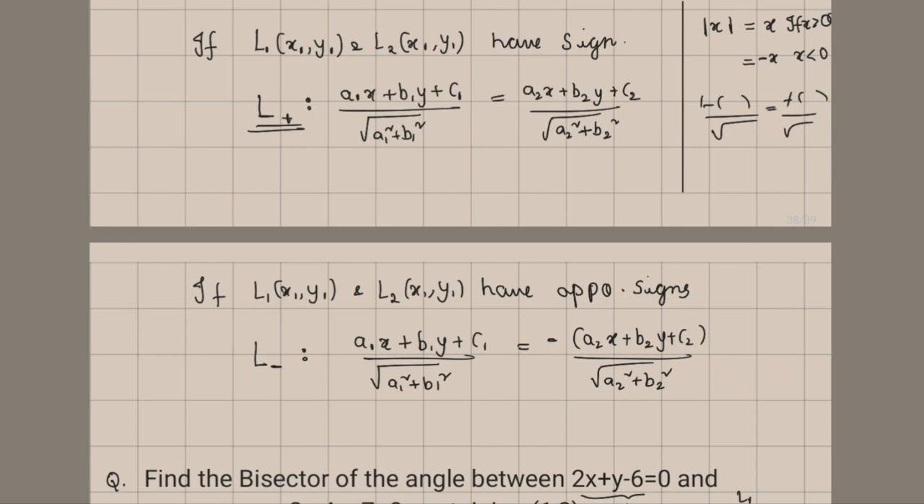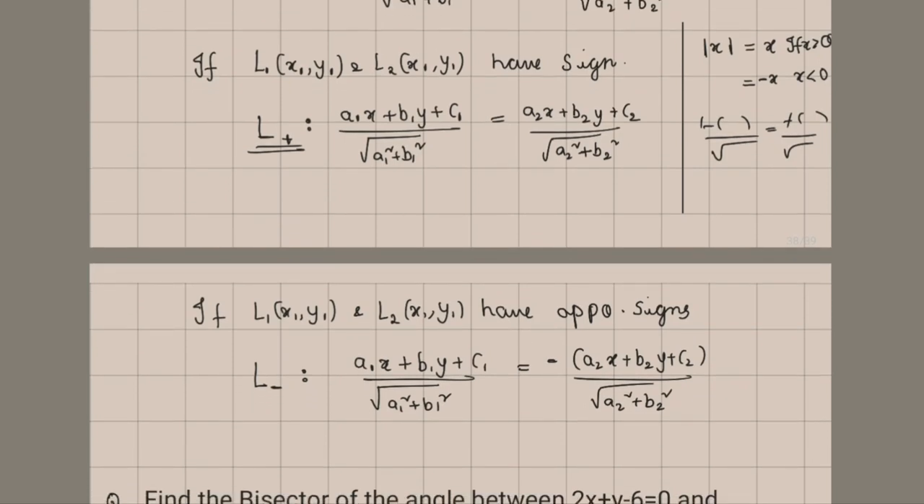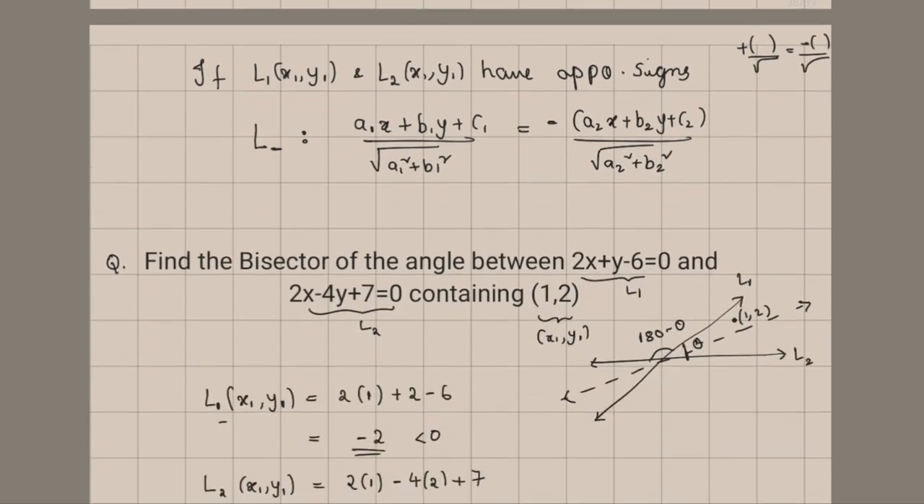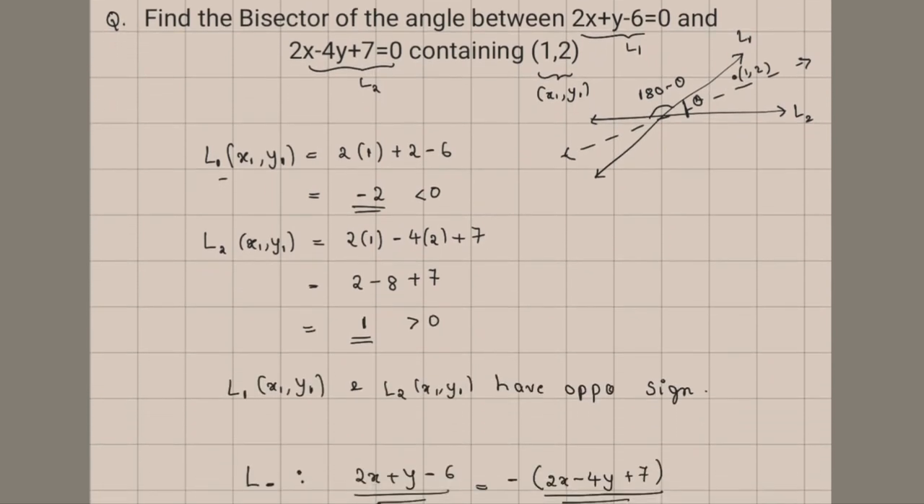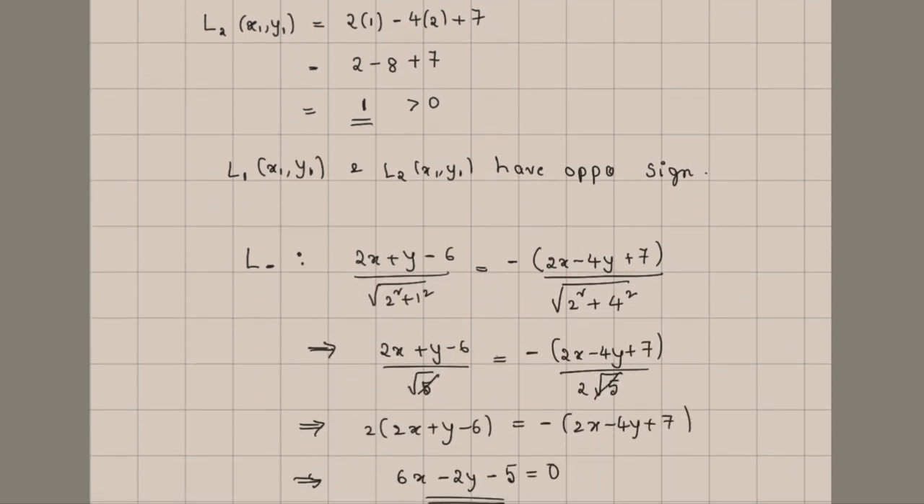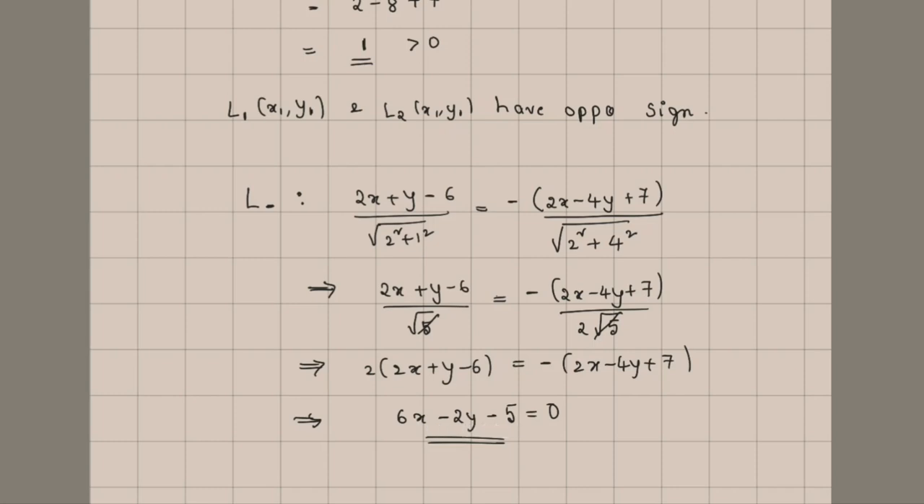Similarly, when these both have opposite signs, you get one term negative, so minus of this equals a positive by root, which is L minus. Similarly, when one is positive and the other is negative, you get positive of one by root equals minus of the other by root, which is the same L minus. So this is the conclusion. We have seen this example. When you substitute this point in both equations, you got opposite signs. So the bisector will be L minus, which is 6x minus 2y minus 5.